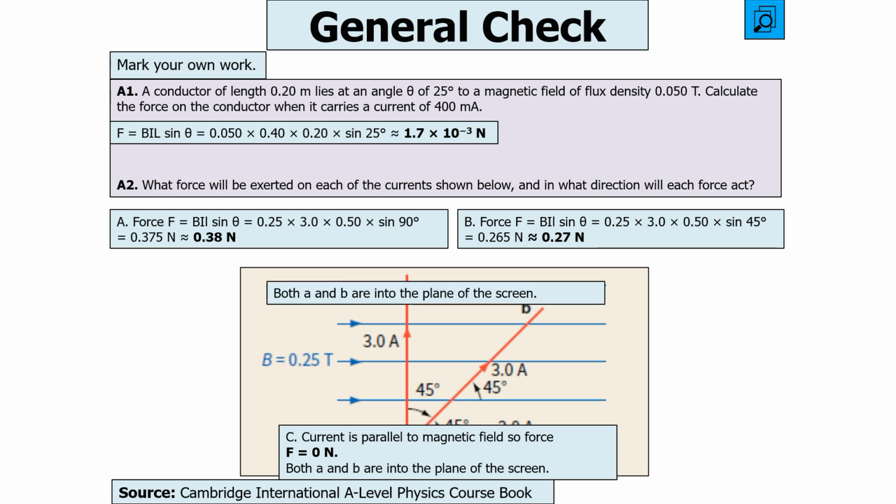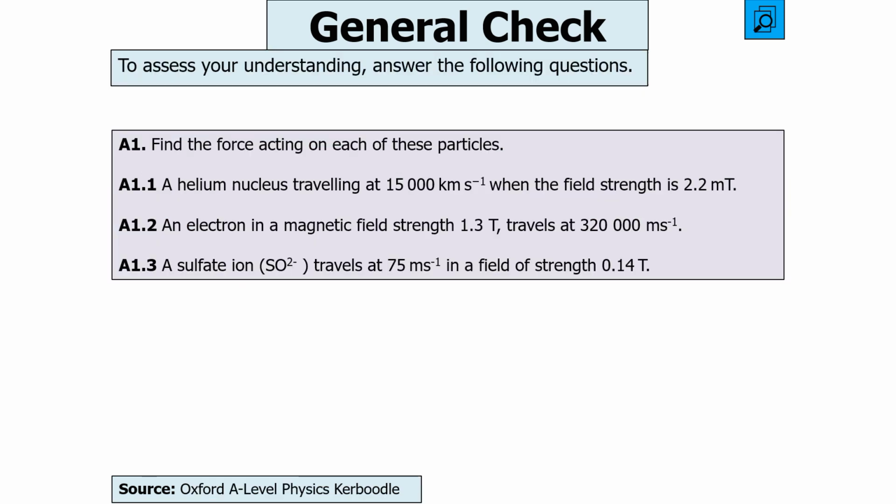The next question says, find the force acting on each of these particular particles. A helium nucleus travelling at 15,000 kilometres per second when the field strength is 2.2 milliteslas. An electron in a magnetic field strength 1.3 teslas travels at 320,000 metres per second. Then a sulfate ion SO4 2- travels at 75 metres per second in a field strength of 0.14 teslas. So pause the video now, then unpause the video when you want to go through your answers.